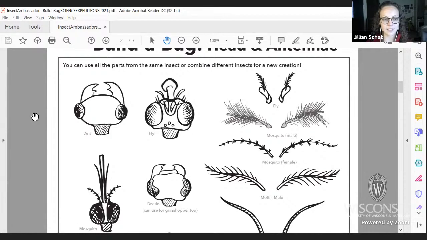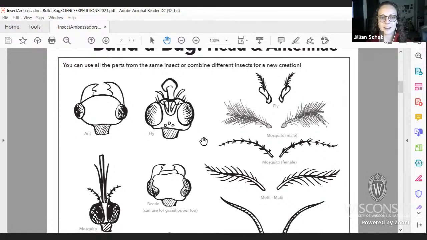This on the top left here, if you can see my mouse, is kind of a general drawing of what an ant head looks like. Ants have these really fantastic mandibles capable of grabbing prey, seeds, anything they want to eat, carrying things around their colonies. And so this is kind of a general form of what an ant might look like.